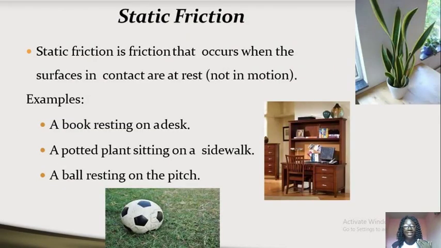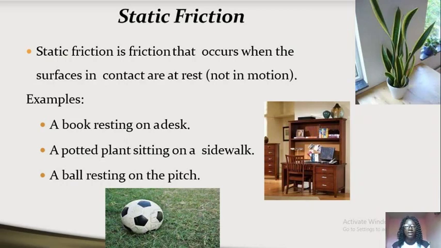Since I said, static friction occurs when the surface in contact is at rest. The object on the surface is not moving. Examples here: I have a ball resting on the pitch. I have a book on the desk. I believe your book right now is on the desk if you are not touching it. So if it's on the desk, what is applying is static friction. And we have a potted plant sitting on a sidewalk. So these are examples of static friction.